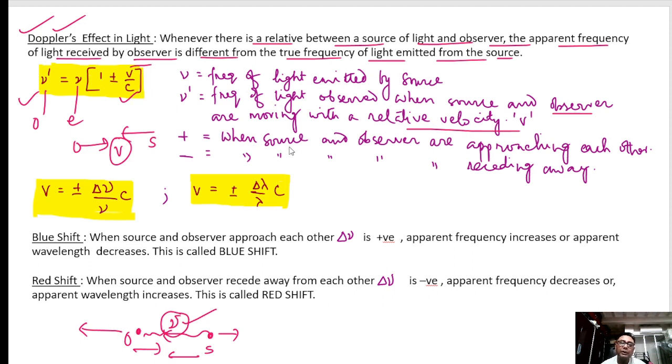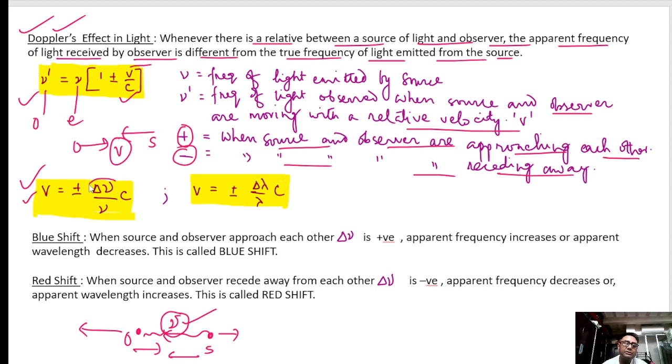So please watch here. When the source and observer are approaching each other, we take the plus sign here, and when they are receding away from each other, we take the minus sign here. When the source and observer are moving close to each other, we take the plus sign, and when they move away from each other, we take the minus sign. So keeping this, this is the relative velocity between the source and observer.